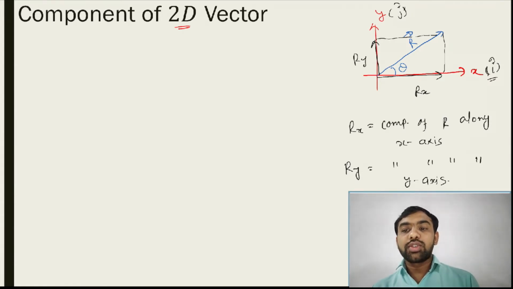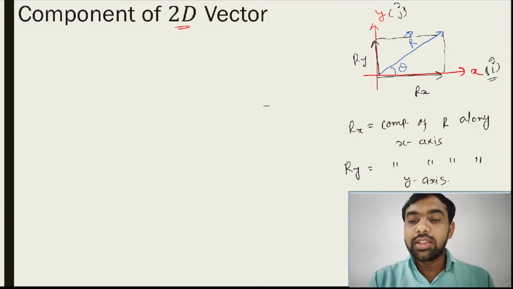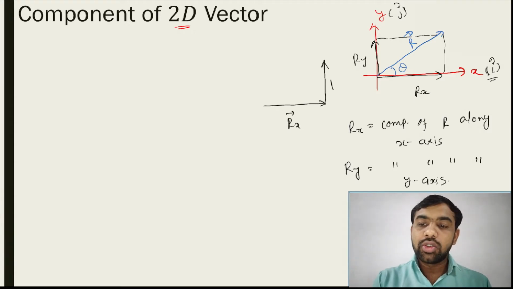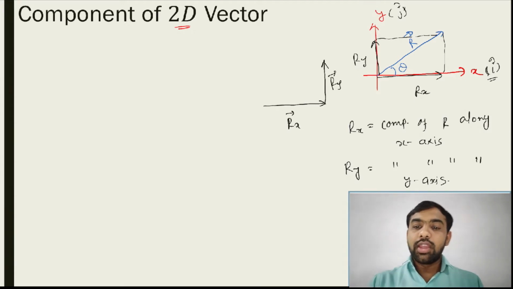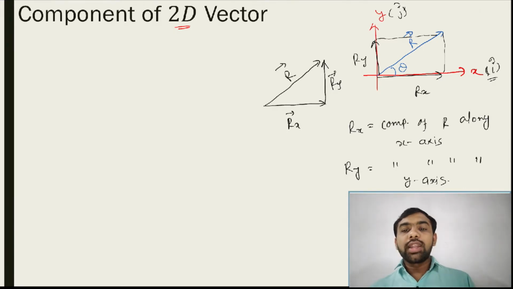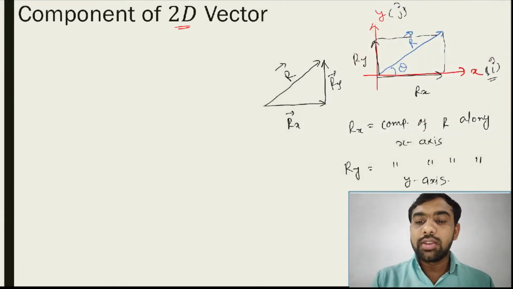R is the summation of Rx and Ry. See, here it is Rx, suppose you just think like this. Here it is Rx, here it is Ry. Then this resultant is R. So R is actually Rx plus Ry. This is represented in this way: R is equal to Rx plus Ry.